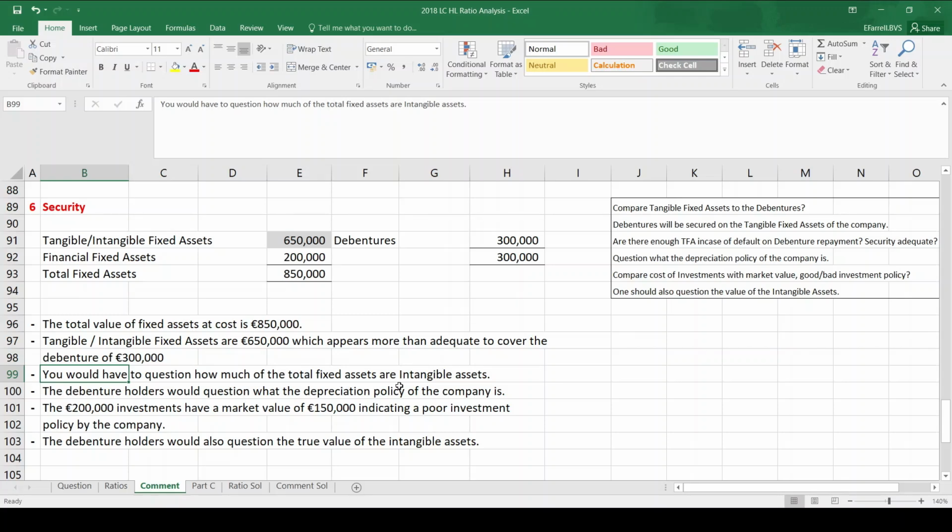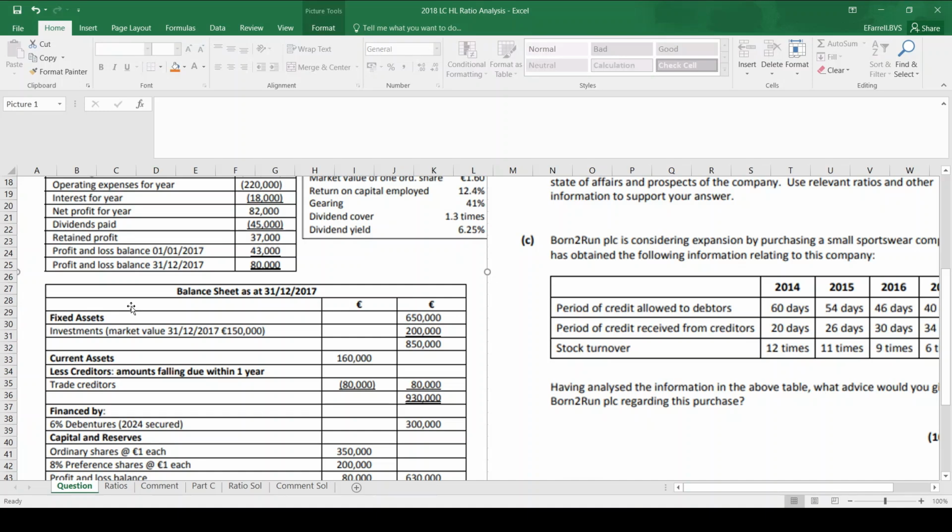The debenture holders would question what the depreciation policy of the company is. So again, that's a sentence we'll always put in. It doesn't say what rates of depreciation there are. We're not given that information, so it would be a good thing to know. So we just note that point always. Then if we were told the intangible assets, you would question what the true value of intangible fixed assets are. Because stuff like patents and goodwill are written off over a few years, so we need to know what the real value of those intangible fixed assets are.